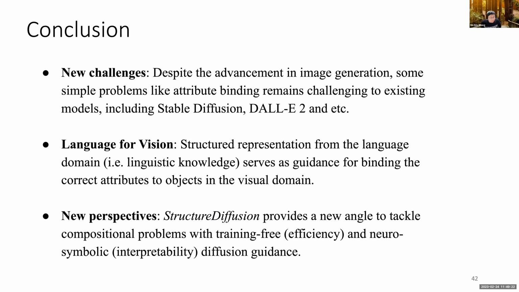Okay, so to conclude, despite the advances in text-to-image generation, some simple problems like attribute binding remain challenging for existing models, including Stable Diffusion, DALL-E 2, Imagen, and so on. Structured representation from the language domain, such as linguistic knowledge, can serve as guidance for binding the correct attributes to objects in the visual domain. And our structured diffusion method provides a new angle to tackle those compositional problems with training-free and neurosymbolic diffusion guidance.